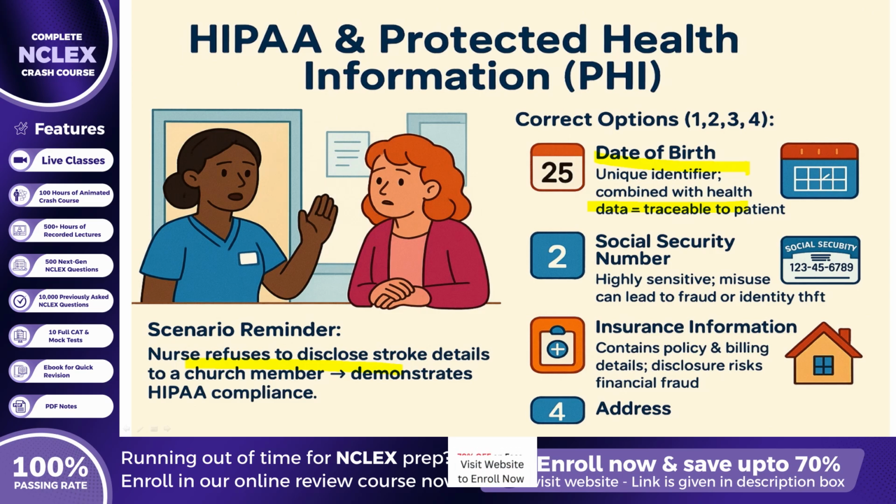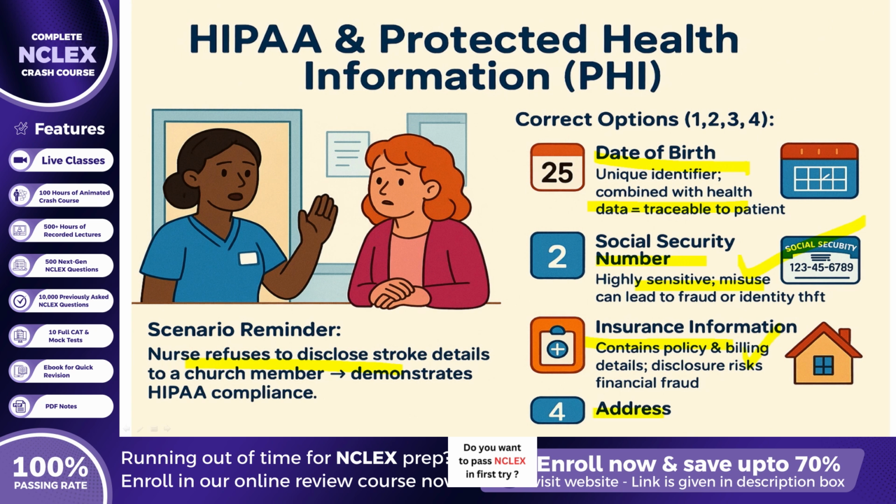Moving to option 2, the social security number. This is also correct and is one of the most sensitive forms of PHI. If disclosed, it could lead to identity theft, financial fraud, or misuse of health benefits. HIPAA specifically lists social security numbers as protected identifiers that must always remain confidential. Next, option 3, the client's insurance information, is again correct. Insurance policy numbers, billing details, and coverage documents are considered PHI because their disclosure can expose a patient to fraud or privacy violations regarding their treatment and financial responsibilities. Nurses are legally obligated to safeguard this information at all times.